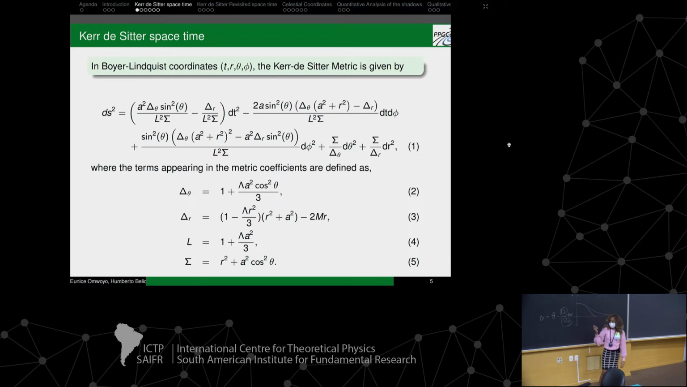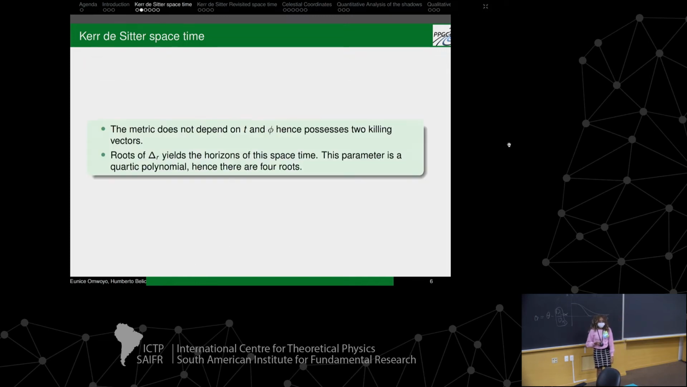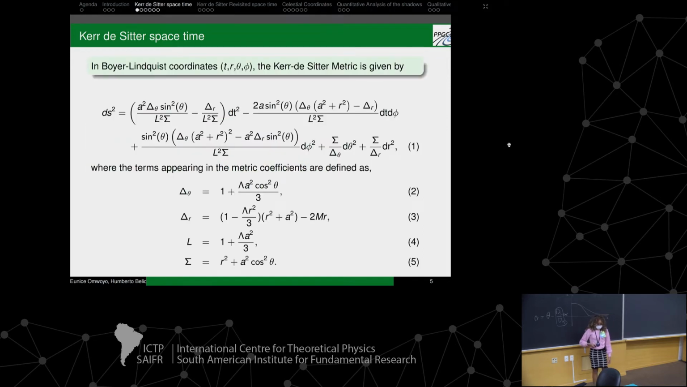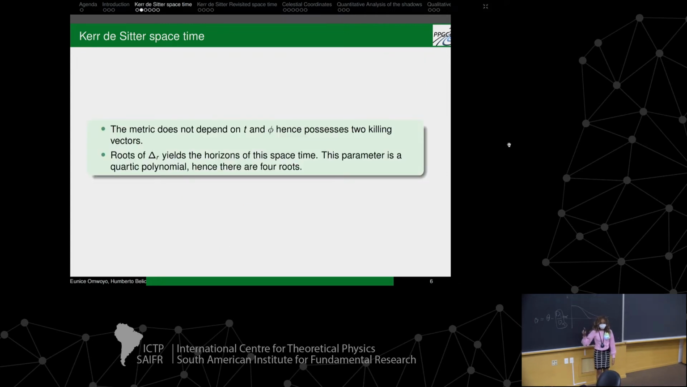This is the Kerr-de Sitter metric, in Boyer-Lindquist coordinates: t, r, theta, and phi. This metric doesn't depend on t and phi, so it has two Killing vectors, which we shall see are related to constants of motion according to Noether's theorem. And then we have equation 3, delta r, a quartic polynomial. This will lead to the 4 horizons of this spacetime.